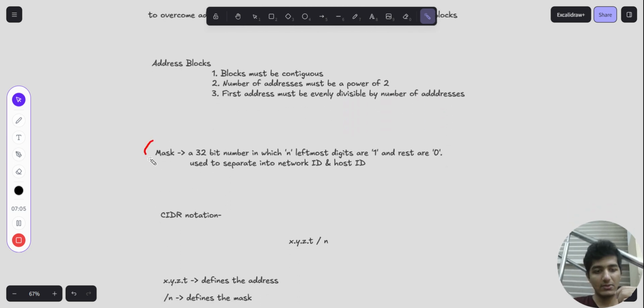Another thing we need to know is a mask. What is a mask? A mask is a 32-bit number where the n leftmost digits are 1, and the rest are 0. And we'll see what it is in just a bit. The purpose of this mask is to separate the IP address into network ID and host ID. Network ID is used to determine what the network is. Host ID is which exact machine.